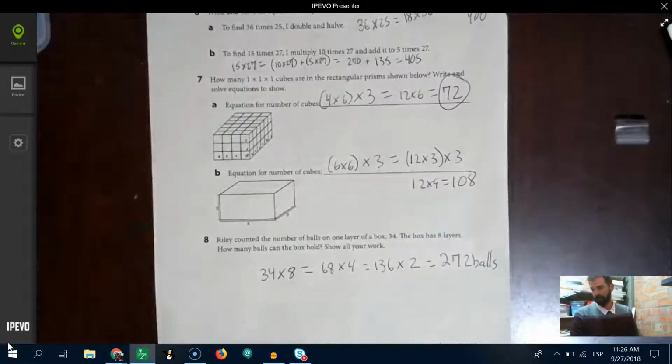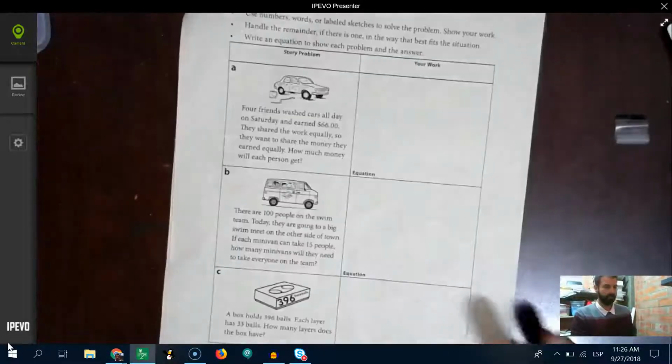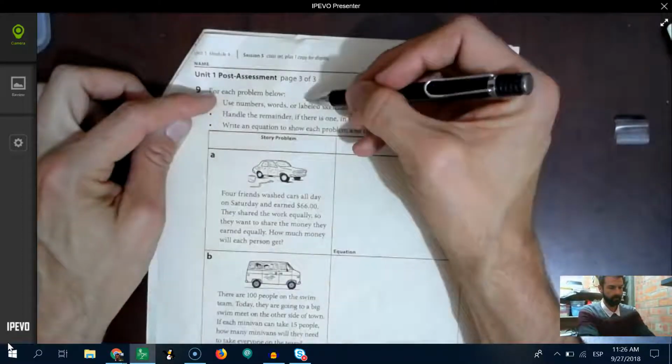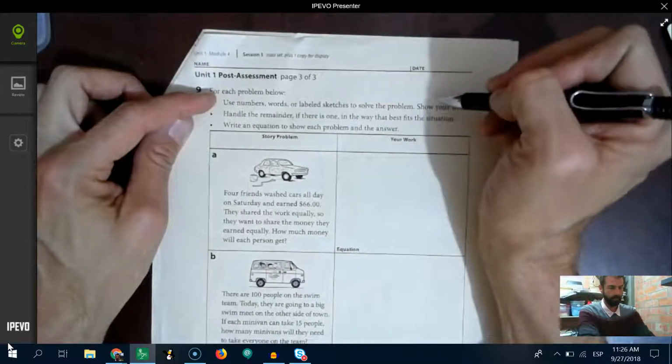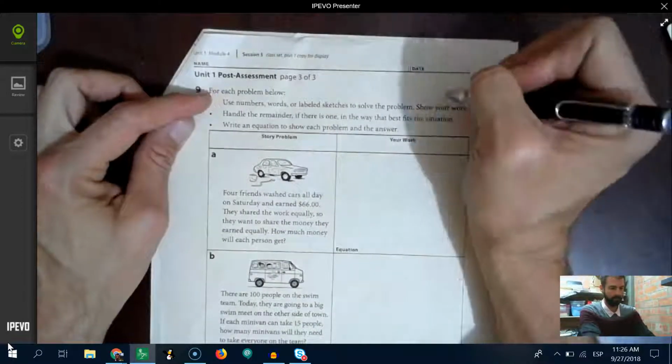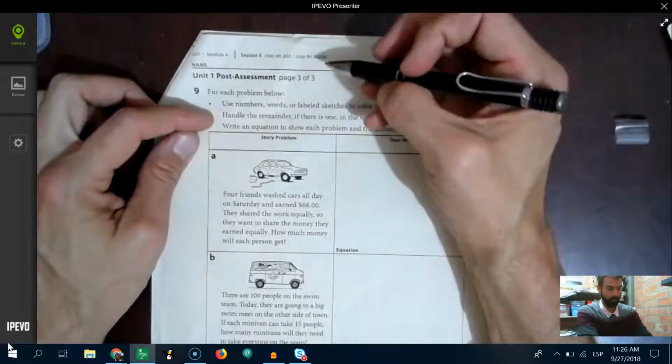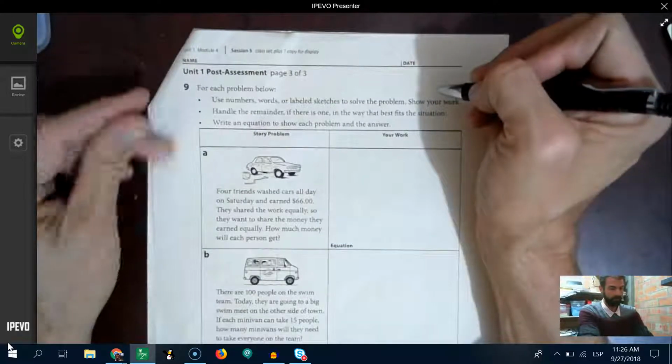Cool. And then let's look at the problem. For each problem below, use numbers, words, or labeled sketches to solve the problem. So numbers, words, or labeled sketches, show your work. Handle the remainder. So that means like those were the division problems we were working on. Best fits, write an equation.